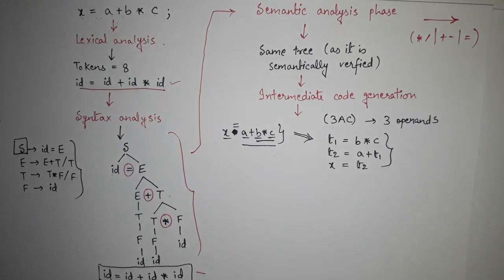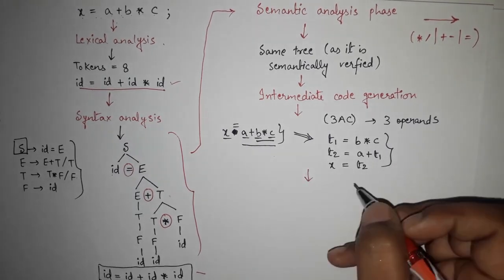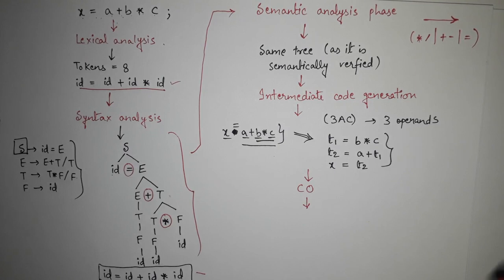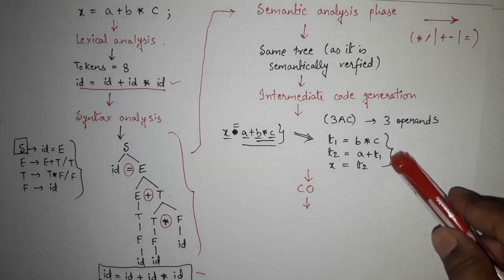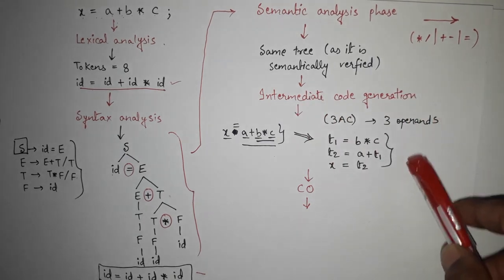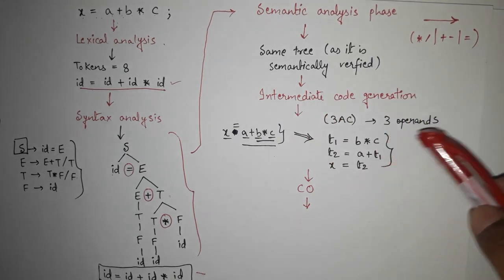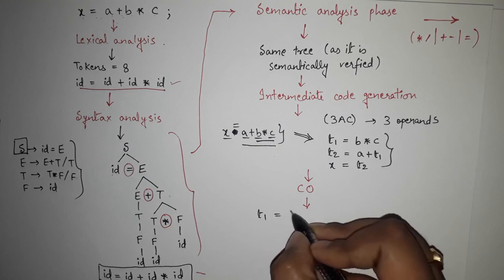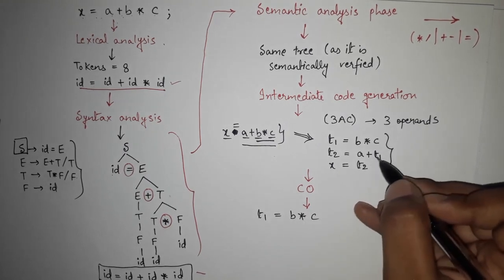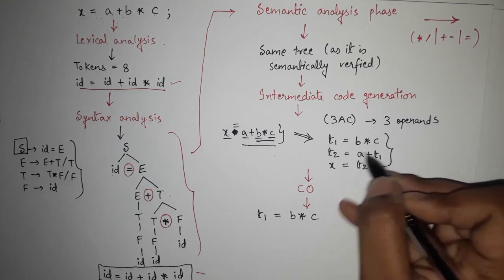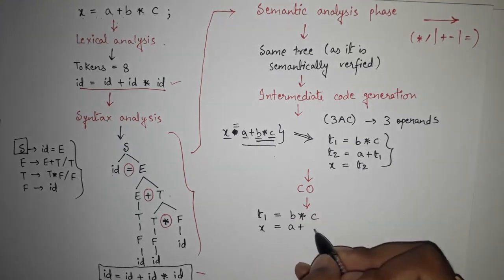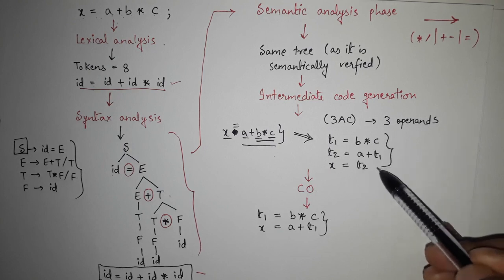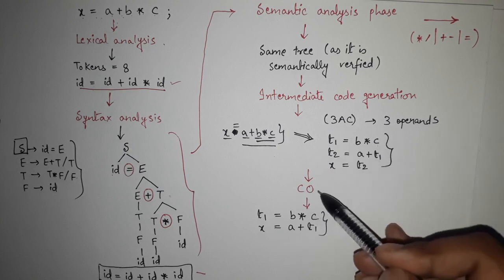Now this 3 address code will go into our next phase of the compiler, that is code optimization, right? Now what happens in code optimization? It will try to optimize the code. Here in this case, we have generated the intermediate code of 3 steps, so it will check if it can convert it into 1 or 2 steps. We can convert it into 2 steps. How? First step will be as it is, t1 equal to b star c. But the other 2 steps can be combined, and I can directly assign x equal to a plus t1. These 3 steps are equivalent to these 2 steps. So I have optimized this code of 3 lines into 2 lines. This is the task of code optimization.